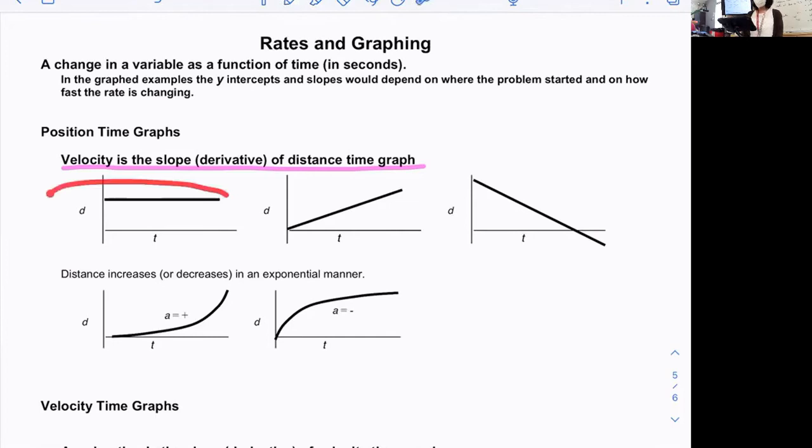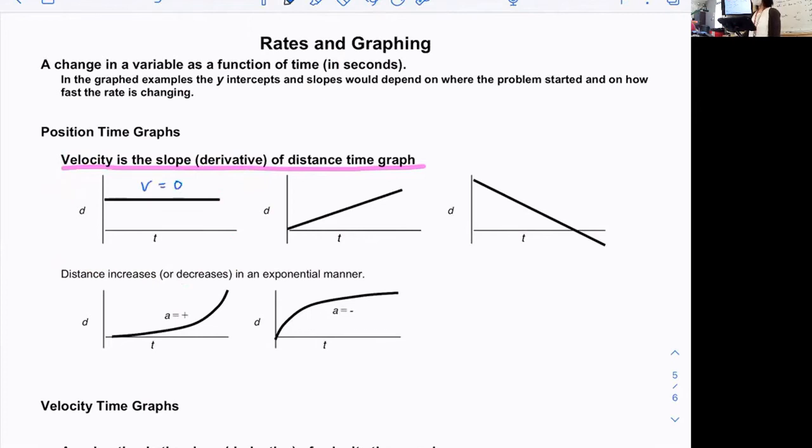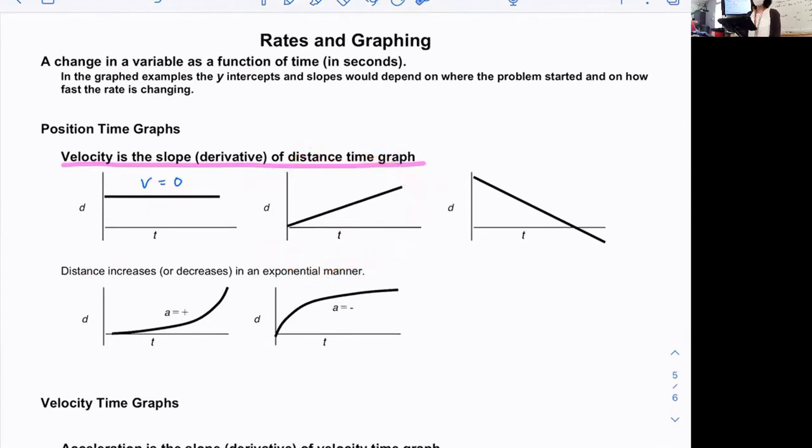If I'm looking at this first position time graph, what could you say about your velocity in this one? Look at your slope. What's your slope in this one? It's zero. So what's your velocity? It's got to be zero. So when it's just a horizontal line, your velocity is zero. Let's look at this one. What could you describe about your velocity here? There are two descriptors you could give. It's positive. It's got a positive slope. And what's the other descriptor? It's constant. So velocity is positive and constant.